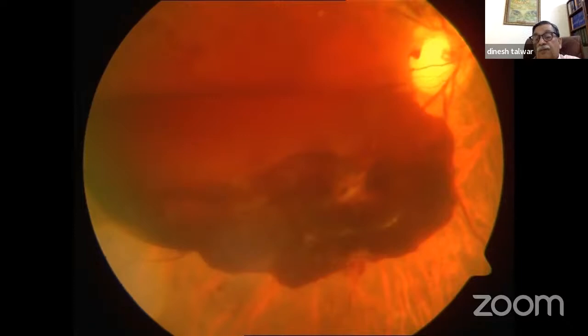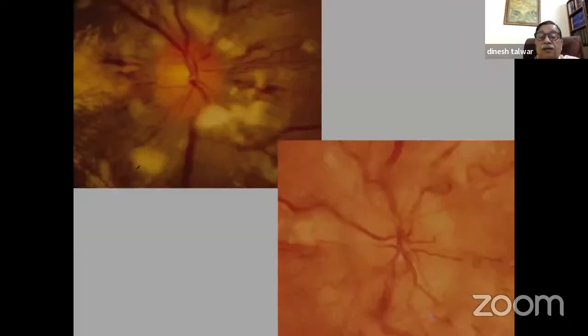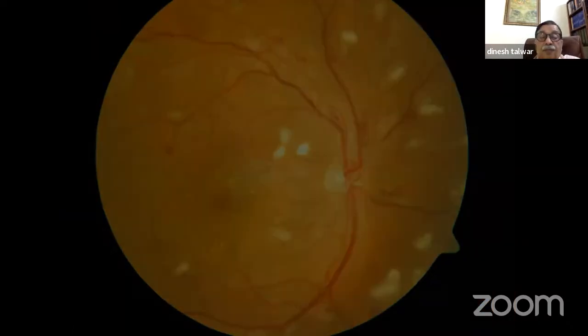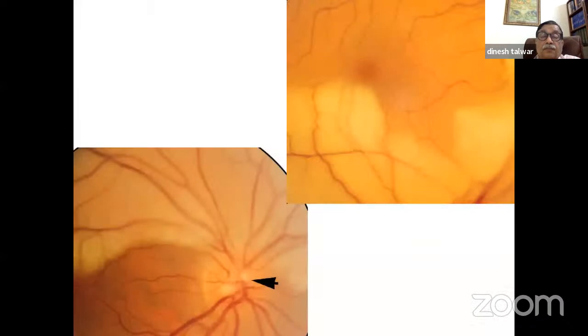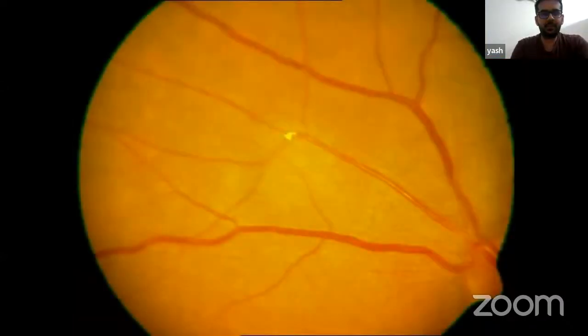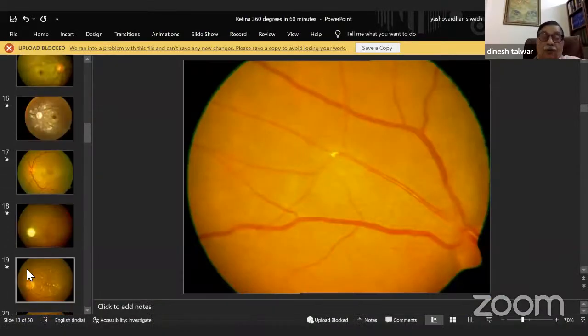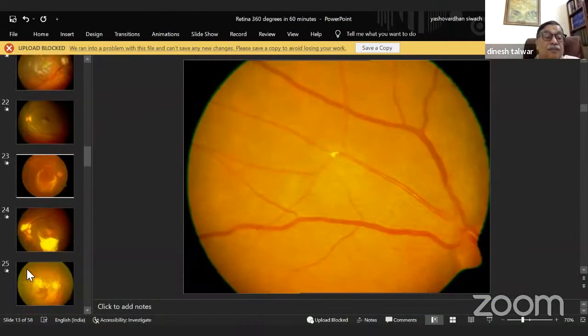I think when he shows you the subretinal hemorrhages, it will become more clear. Maybe you can show it, if you have a subretinal hemorrhage, you can just show him one. I'll have to search for it, just a minute. Doesn't matter, otherwise it can come next time.